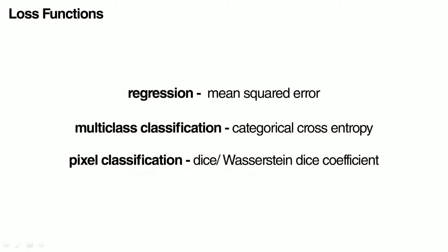Loss functions: really, the choice here will depend on your problem at hand. For regression problems, you might use something like mean squared error. For multi-class classification, as we've seen with the IRIS dataset, you probably use cross-entropy, categorical cross-entropy. And if you're doing a pixel classification problem, as in the case of image segmentation, you might use the dice coefficient or one of its variants. For those of you sitting through the workshop tomorrow, we'll be having a segmentation tutorial that will be using the dice coefficient.